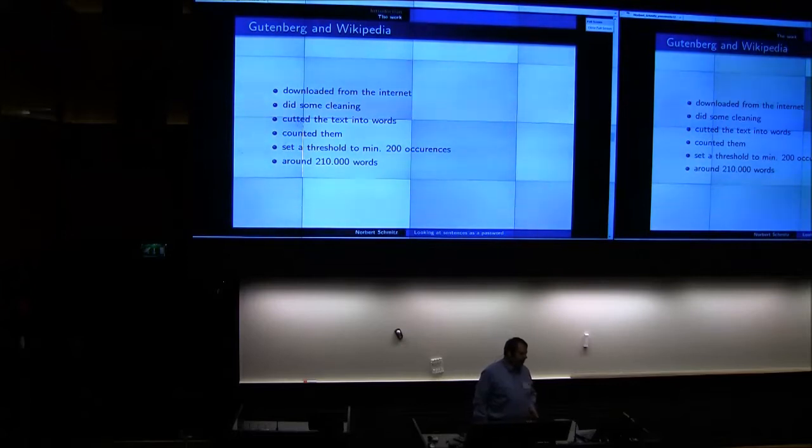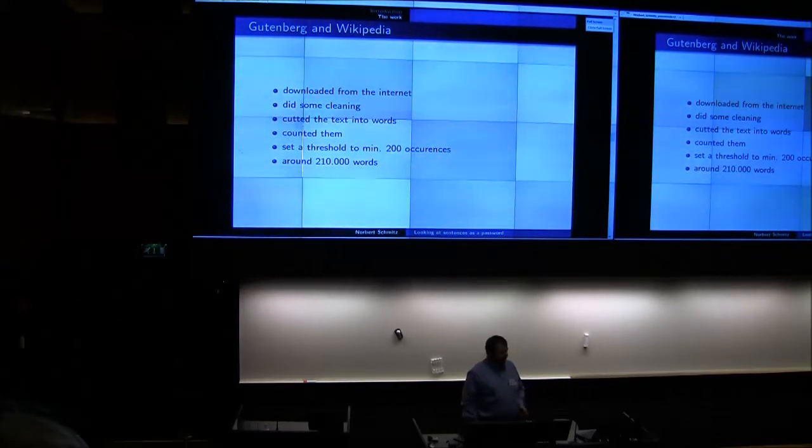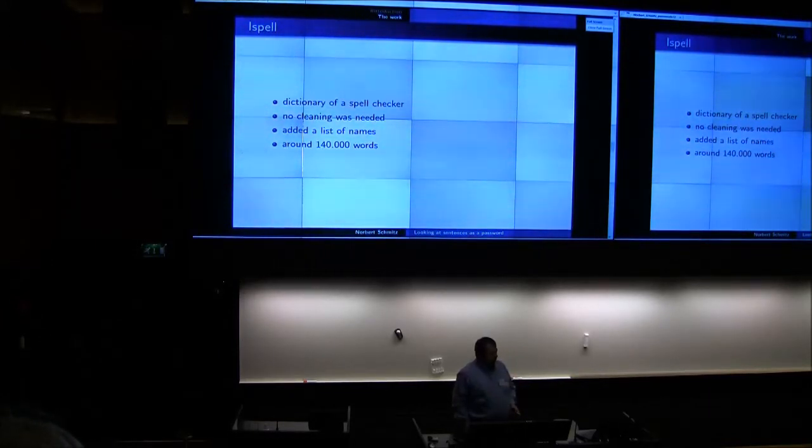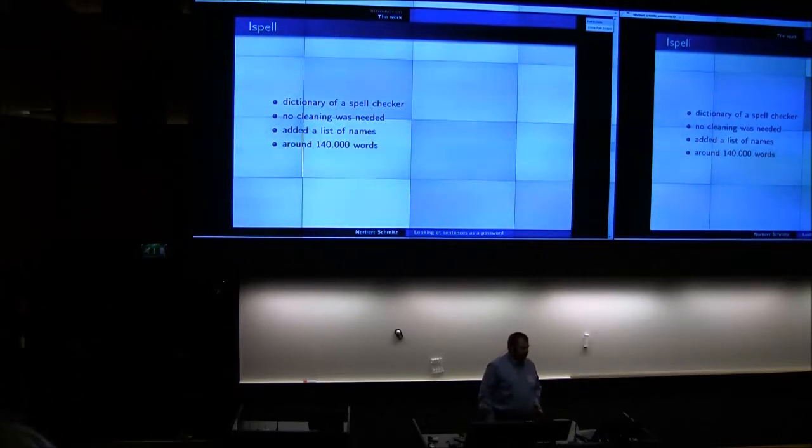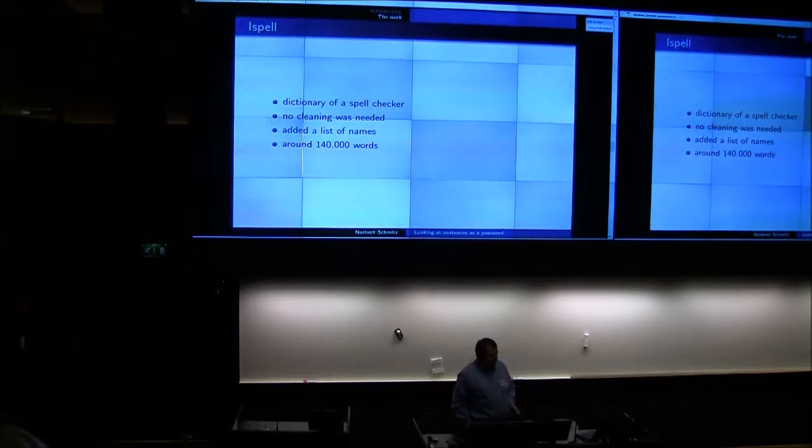At the end, I had around 210,000 words, which were quite good, and we will see later what was coming out of it. The next dictionary I took was the iSpell. This was quite simple because it was the dictionary of a spell checker. I hadn't to do any cleaning. There were simply the words inside. For some convenience, I added a list of names I found on the internet. So I ended with around 140,000 words.